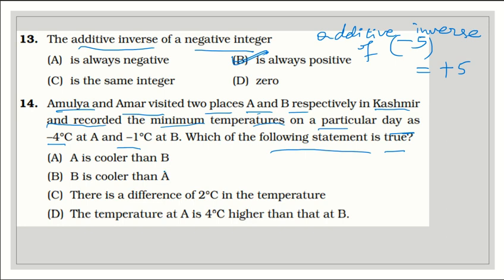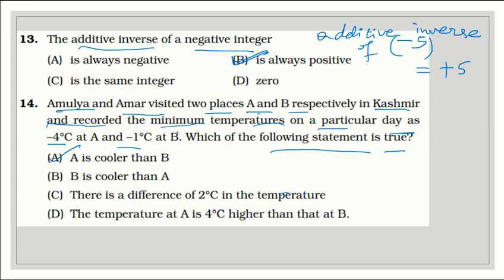A is cooler than B. B is cooler than A. There is a difference of 2 degrees Celsius in the temperature. The temperature at A is 4 degrees Celsius higher than at B. So, amongst these, very simple, minus 4 is less than minus 1, so it is cooler. So, the right option is A is cooler than B, option A.